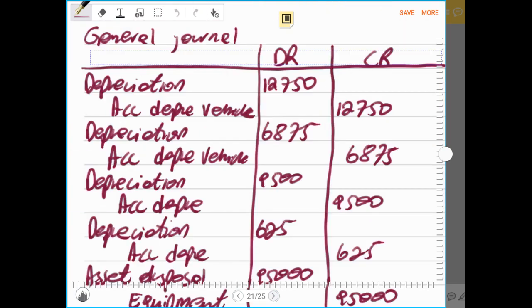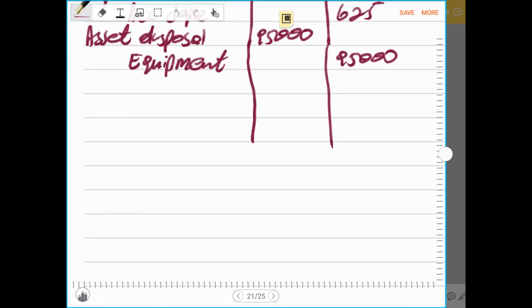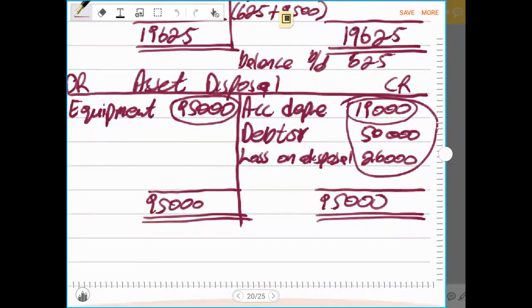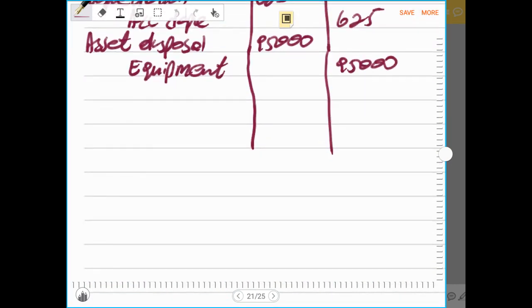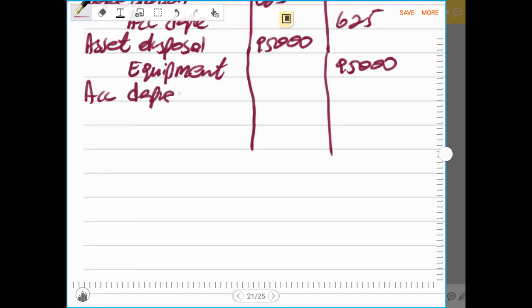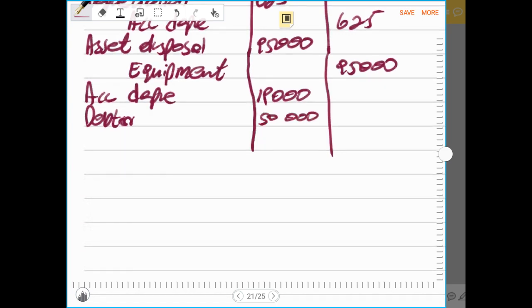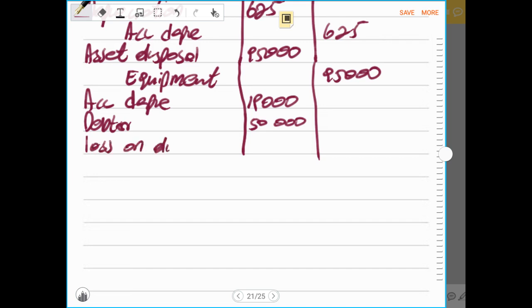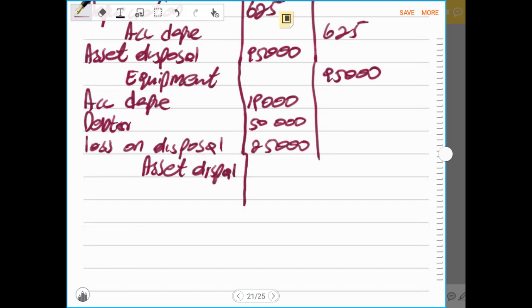So now we will be doing that in the general journal. We debit accumulated depreciation 19,000 rands, and we debit a debtor by 50,000 rands. We debit loss on disposal by an amount of 26,000 rands, and we credit asset disposal by the total of the three, and the total of the three gives us 95,000 rands. So now that is just very straightforward.